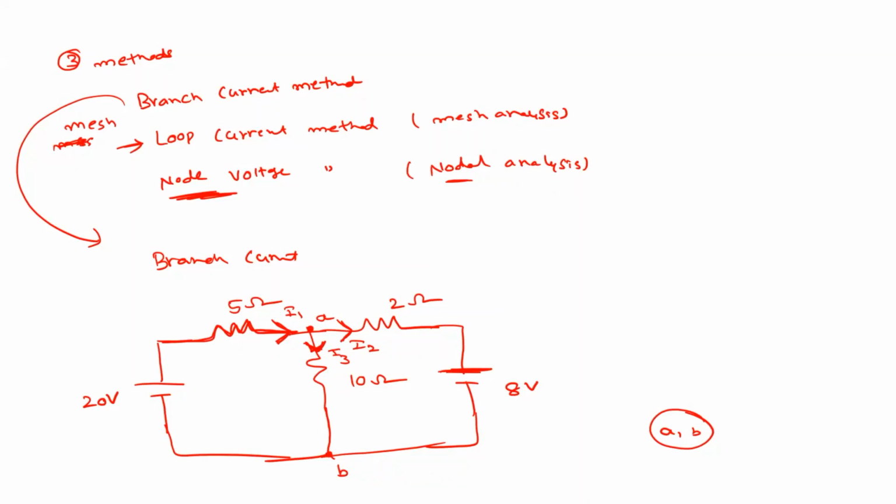Now apply KCL. What will you get when you apply KCL for this node A? I1 equals I2 plus I3. Assume this is equation 1. This is the first point in this method. The second point is the voltages between the nodes are employed.